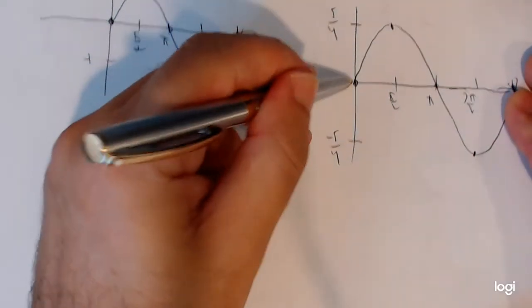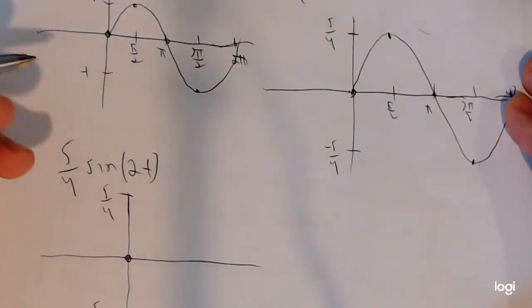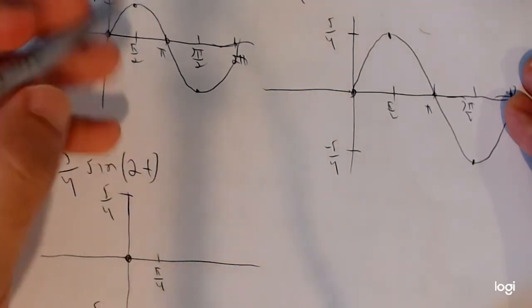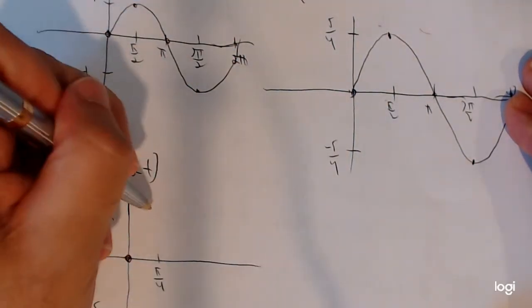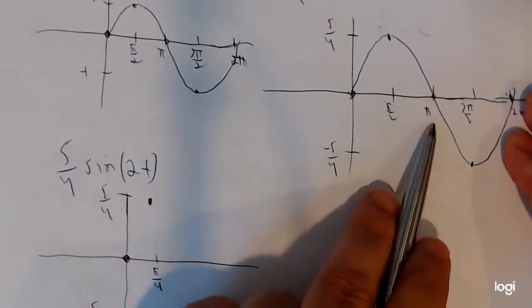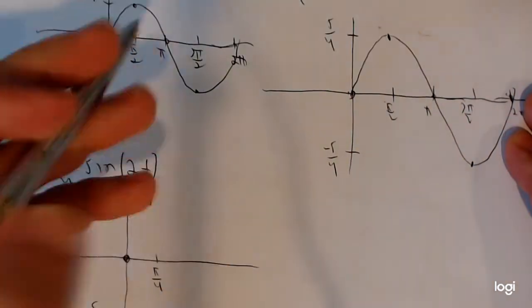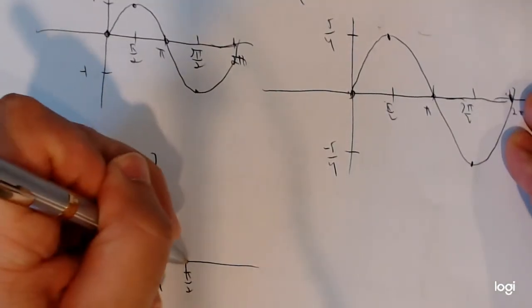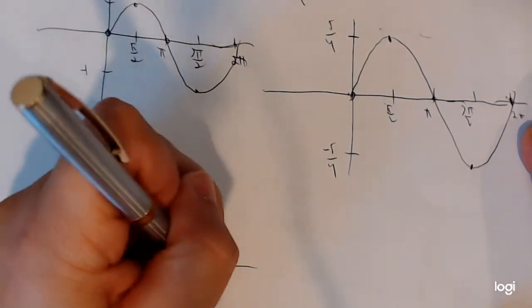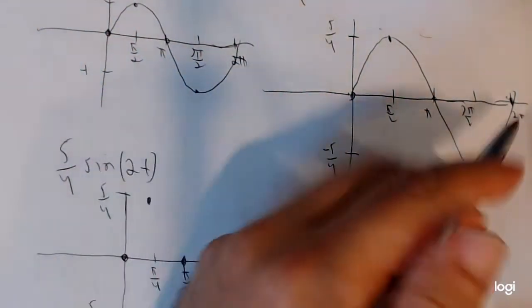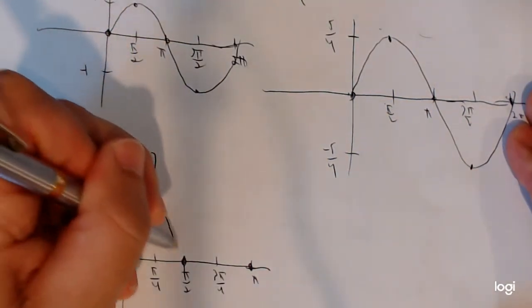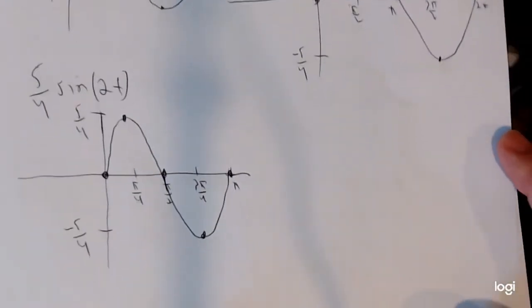So at 0, it'll still be 0, because 0 times 1/2 is 0. Pi over 2 times 1/2 will become pi over 4, and at pi over 4, it'll be 5 over 4. Notice how, once again, my y values don't change when I'm multiplying these by 1/2. So at pi over 2, it'll be 0. At 3 pi over 4, it'll be negative 5 over 4. And at pi, it'll be 0. So that takes care of this transformation.